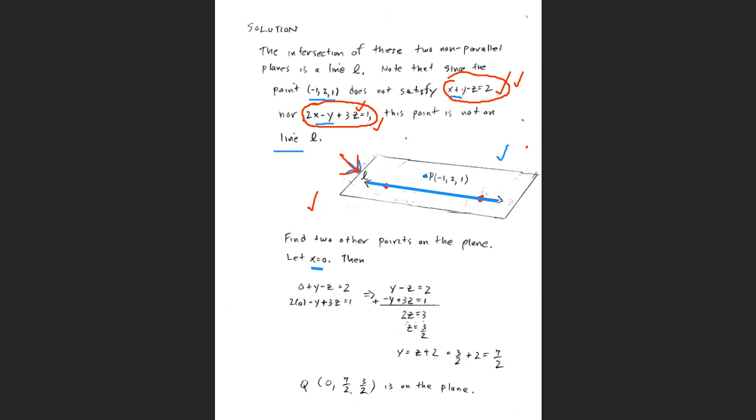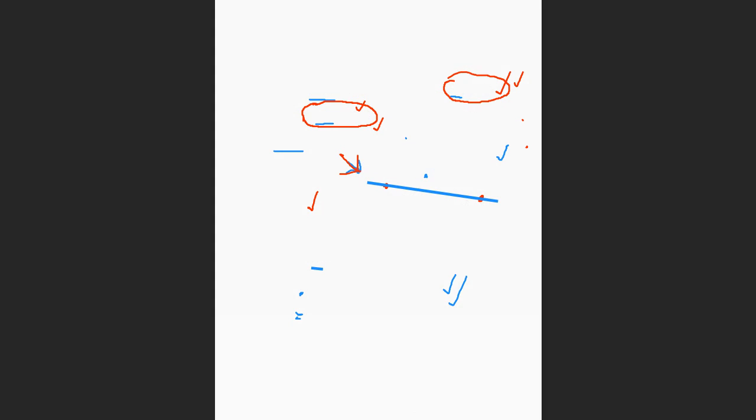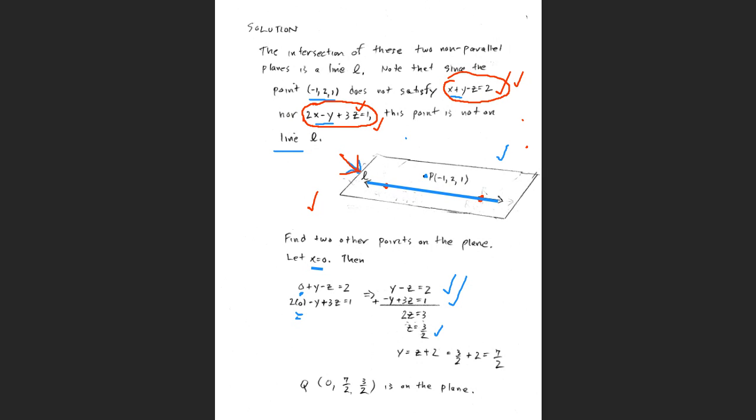If we put x equals 0 into both of those two equations, the line L is the intersection of two planes. If we think about different points on the line, one of those points is going to have an x-coordinate of 0. So substitute x equals 0 into both of the plane equations, and we end up with y minus z equals 2 and negative y plus 3z equals 1. Now I add those two equations, and you find that z equals 3 halves, and then y equals 7 halves.